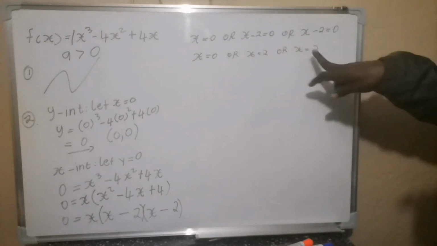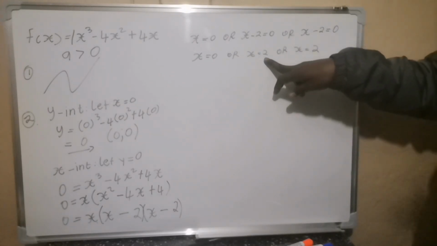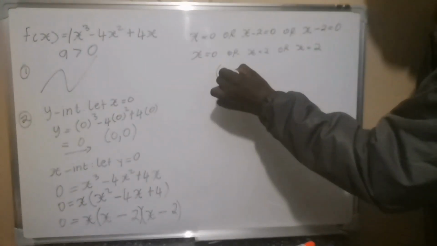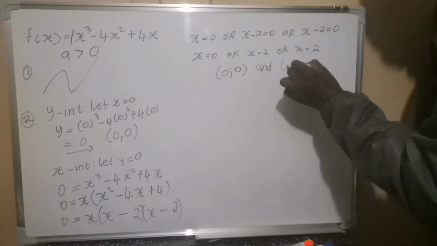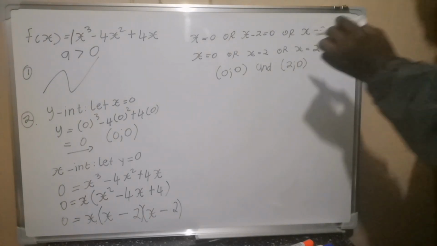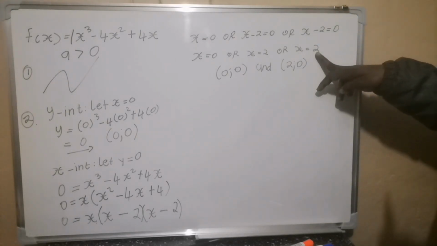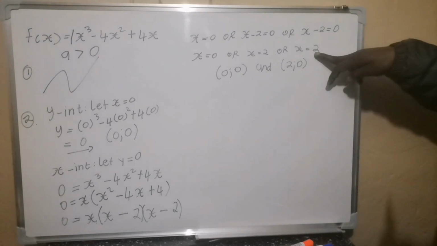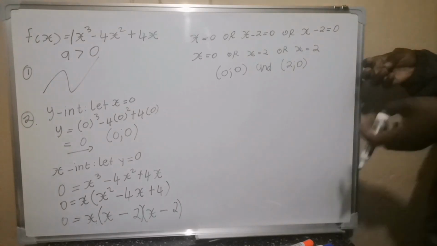But here we have 2 coordinates of x that repeat. It's not a must to write them again, because we're going to have the coordinates 0 and 0, and 2 and 0. So I already have 2 here, so I don't need to write the coordinates of 2 and 0 again on this part. So it's not a must actually.